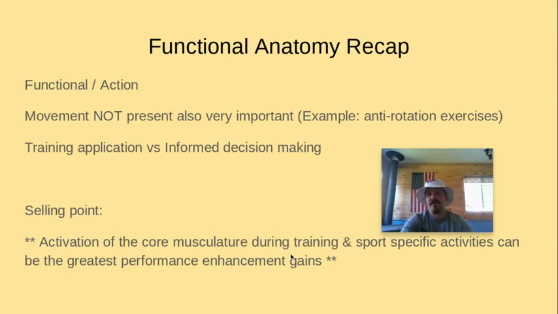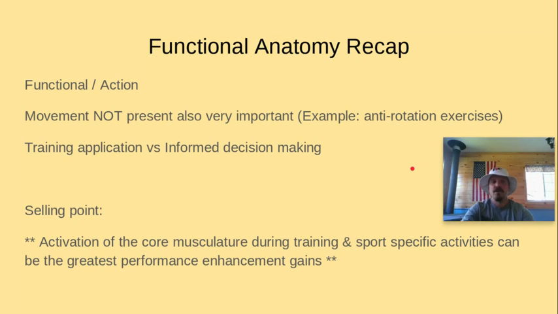So recap here, functional anatomy recap. Just remember, function, action, movement, that's the main theme for this one. Movement that is not present is also very important. So, for example, anti-rotation exercises, some of you may have heard of. There are other things, but when all those muscle actions are said, trunk flexion decelerates, trunk extension and stabilizes the spine, those stabilizations are crucially important to, we'll just say, function.